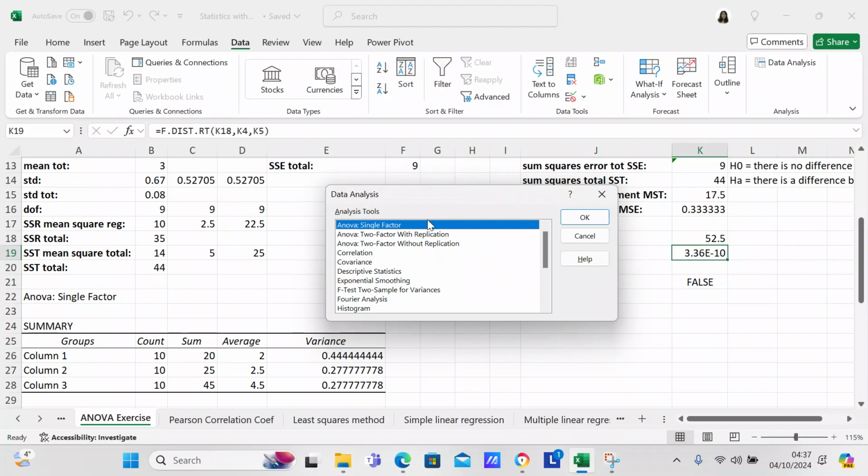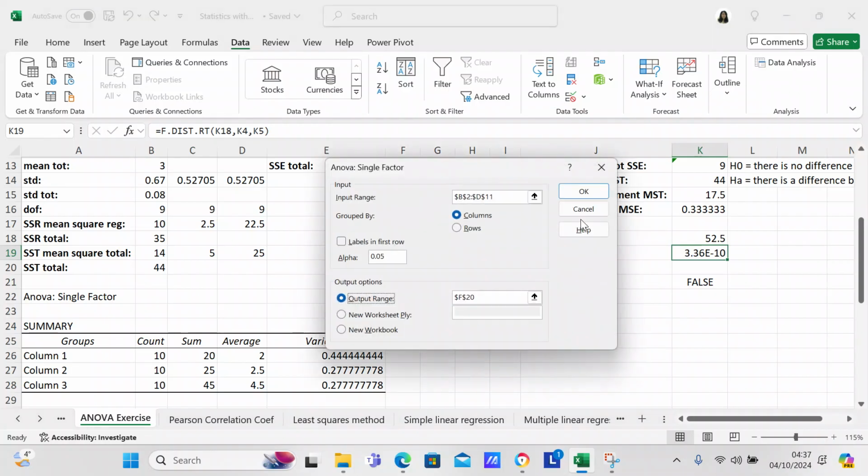So we have our Excel Anova: Single Factor, which is what we've done, and then you click OK, and then it gives you your input range, B2 to D11. It's grouped by columns. It doesn't have any labels in the first row. If you wanted to use the first row, like B1 to D11, then you would just click Labels, and that would work. And then your alpha is going to be your 0.05, and it gives you an output range of F20, which is what I've already done, because I wanted my output range to be on the same page as my work.